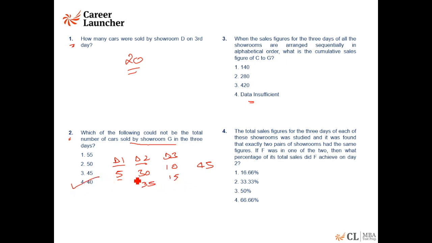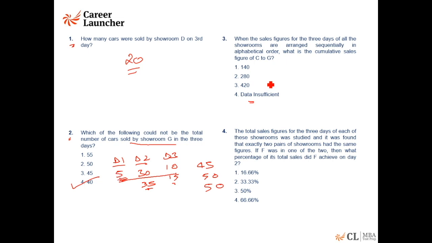You want to confirm? That's okay. Let's confirm. 5, 30 and 10 is 45. 5, 30 and 15 will be 50. 5 and 35 is 40 and 10, 50 again. And 5, 35 and 15 is 55. So always look at the minimum and the maximum first, because most of the time the answer will be outside the extremes. Okay. So the correct answer here is choice 4, which is 40.